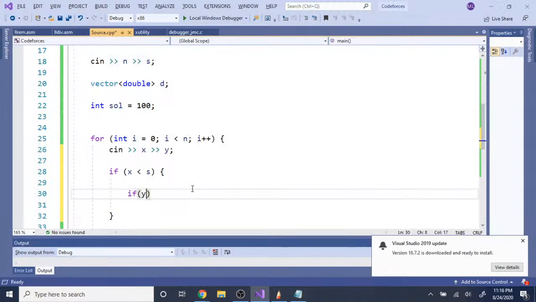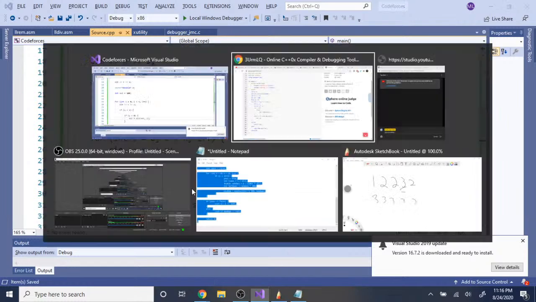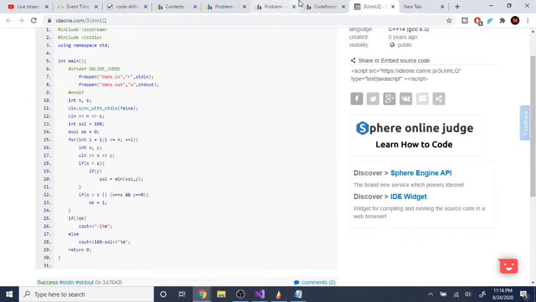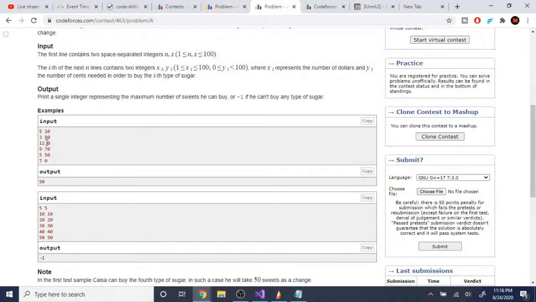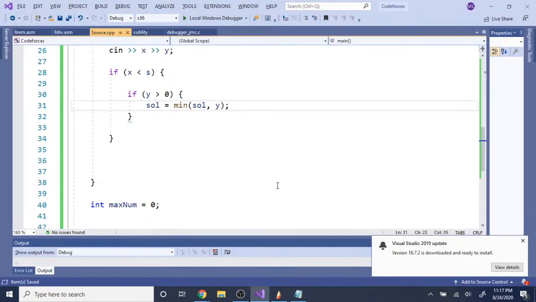Then do, if y is greater than 0, then find the minimum of solution and y. I think that's what they said. Find the minimum y. So in this case, if it was 390, 90, 70, 550, 70, it would find 0. Right? So that would be the minimum of y. And then they said if x is still less than s, or x is equal to s and y is equal to 0, then it's fine. Okay, let's look at that.